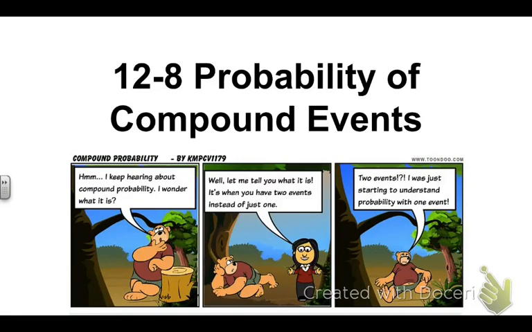So today I want to talk about probability of compound events, and this is taking what we did yesterday with theoretical and experimental probability and expanding it. So instead of just spinning the spinner once, we're going to spin the spinner 2 times, or we're going to roll the dice and then spin the spinner. That's what compound events are.